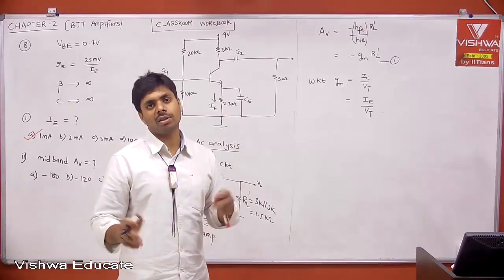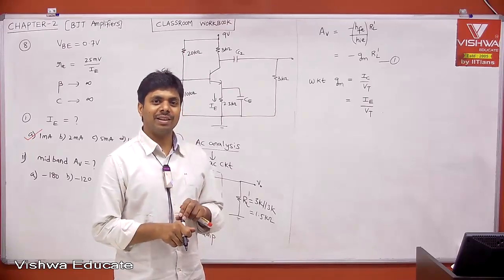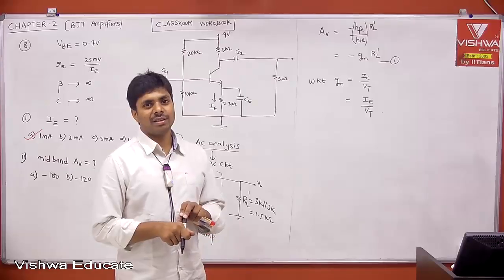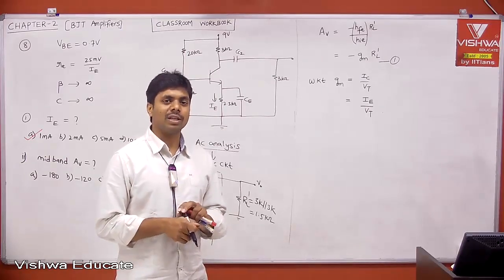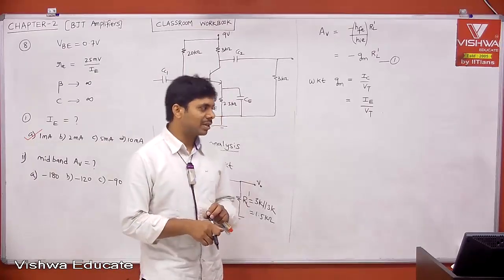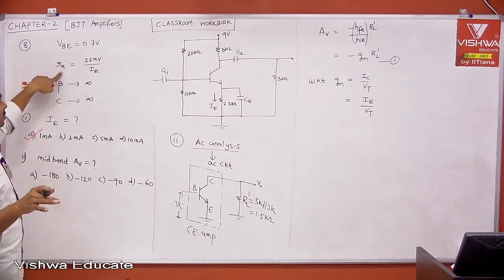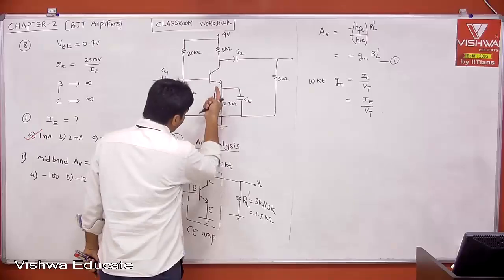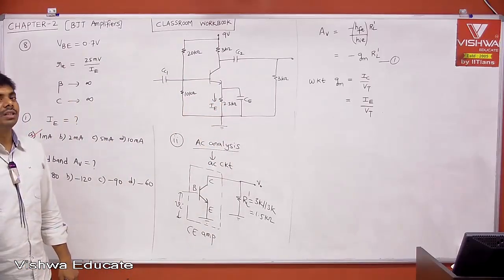But the temperature is not specified in the problem. Then what VT will we take? 0 temperature? 120 degrees Celsius? We don't know, right? If nothing is given, yes, we have to take the typical temperature, which is 27 degrees Celsius. Then we can solve the problem. But remember, something is given. That is nothing but a small RE. I'll explain. The small RE is nothing but the impedance seen into the emitter. What is the impedance seen into the emitter?